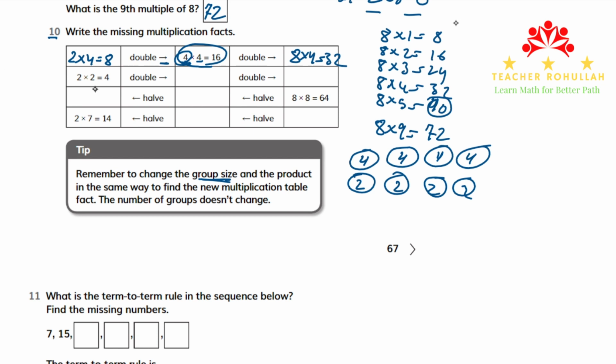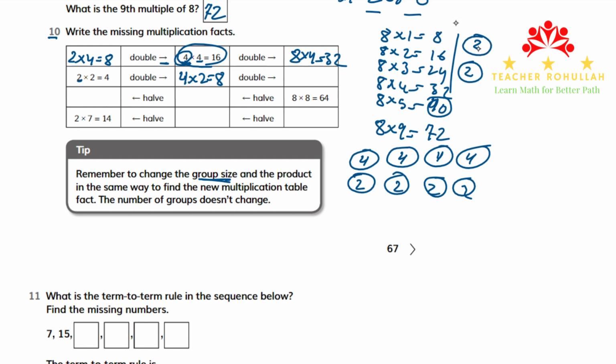In the second row, we have 2 times 2 equals 4. This means that we have 2 groups, and in each group we have 2 numbers. So let me draw the groups here. We have 2 groups. In each group we have 2. So 2 times 2 is 4. If we double the group size, we will get 4. So 4 times 2 is 8.